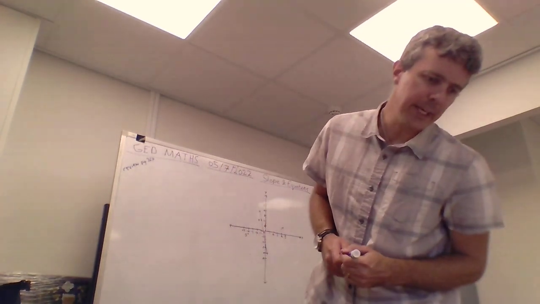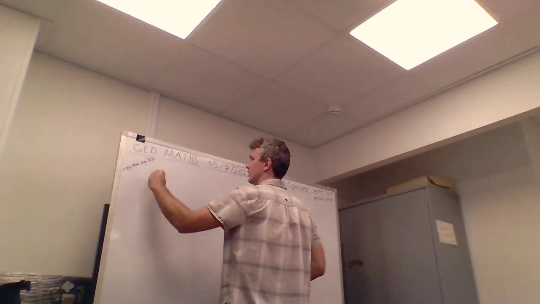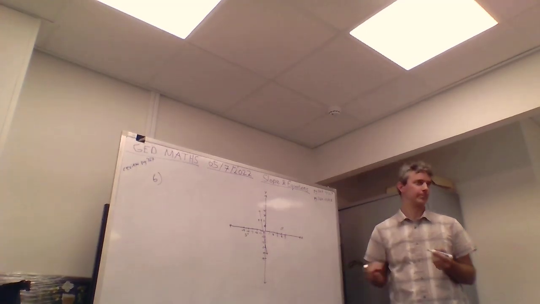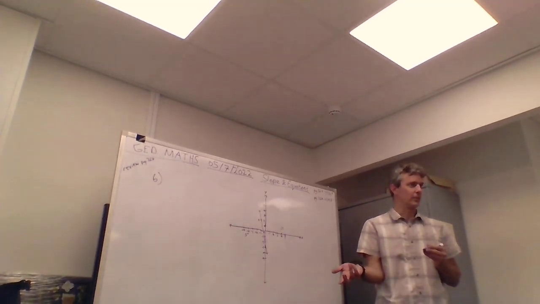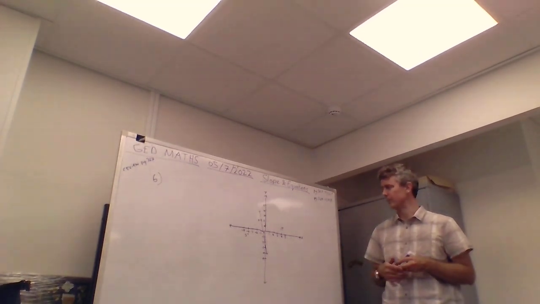Number 6 says, P is the graph of which of the following equations? So now we actually have to figure out the equation for P. We learned in the next section how to do this. You find the slope and the y-intercept and this sort of thing. And we're going to be doing that more today, some more lessons on it.